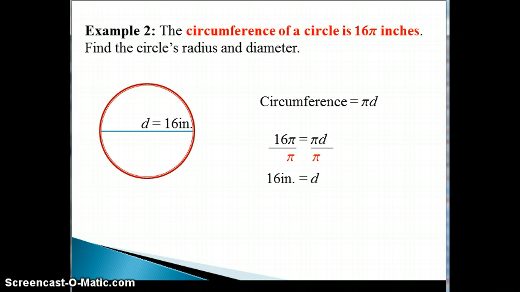Remember that we also need to find the radius. Well, the radius is the distance halfway across the circle from the center to the outside of the circle, which means the radius is half the length of the diameter. Since the diameter is 16 inches, that gives us a radius of 8 inches.